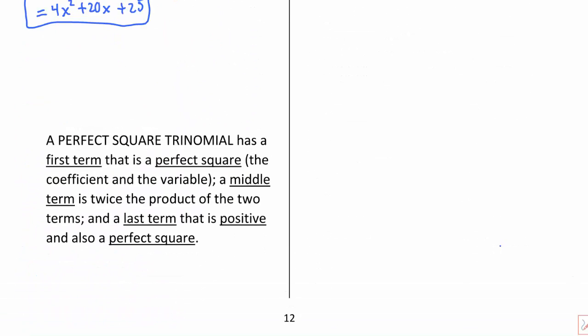Okay, so a perfect square trinomial has a first term that is a perfect square, the coefficient and the variable, a middle term that is twice the product of the two terms, and a last term that is positive and is also a perfect square. So the first term here, everything is a perfect square. The last term is a perfect square. And then the 20x is made up of multiplying the first and the last term together, doubled. Okay, that's what they mean by perfect square trinomial.